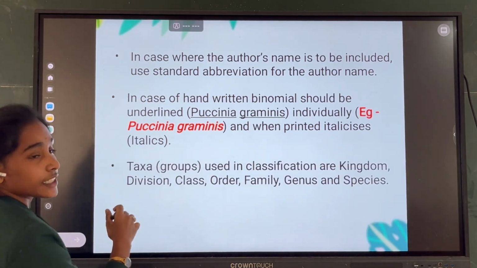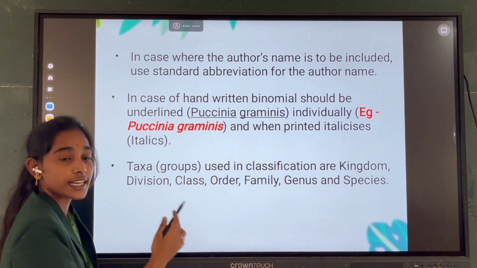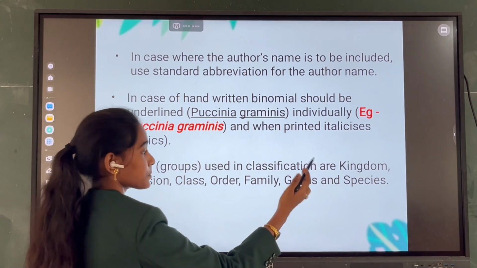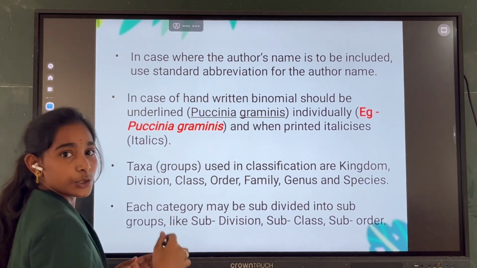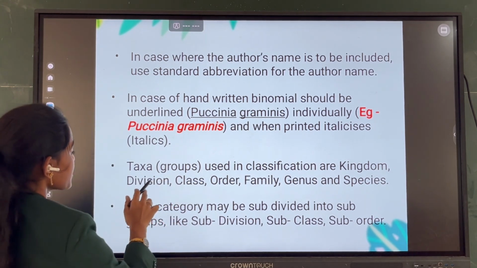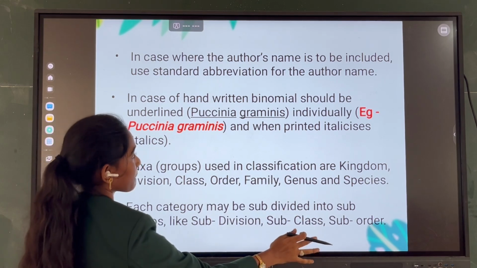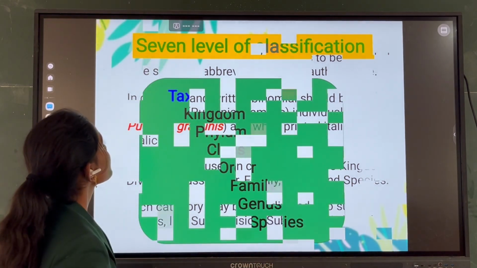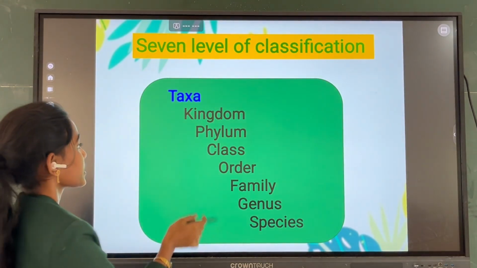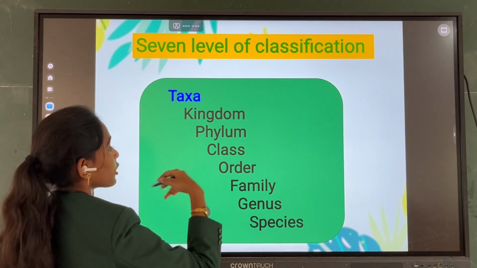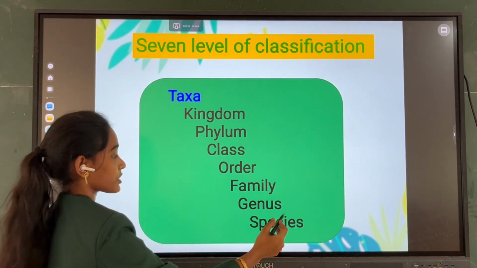Here the taxa are groups which are hierarchically classified as kingdom, division, class, order, family, genus and species. Each category may be subdivided into subgroups, like division into subdivision, class into subclass, order into suborder. Here are the seven levels of hierarchical classification. It starts with kingdom, followed by phylum, class, order, family, genus and species.